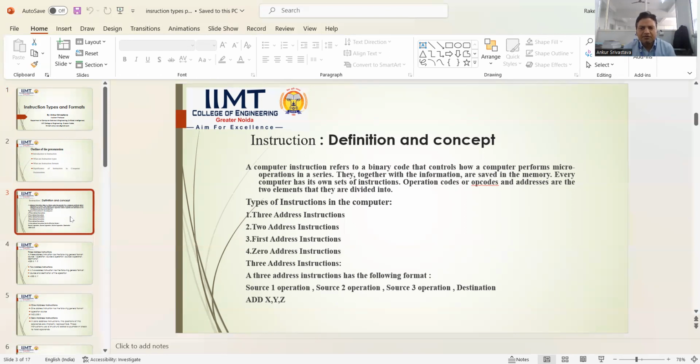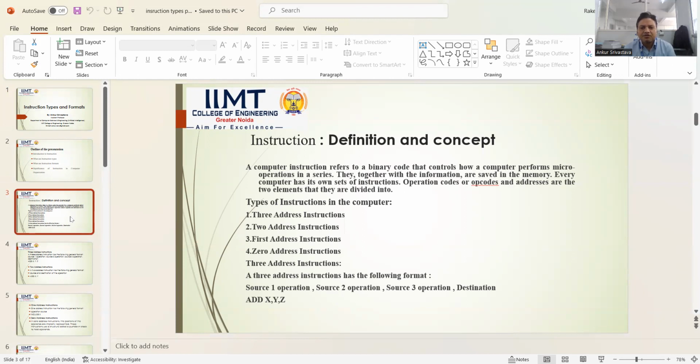To continue my presentation, a computer performs micro operations in a series, together with the information. Here, information means some set of rules or regulations. Some raw data is also saved in the memory. Every computer has its own set of instructions. Operation codes, or opcodes, and addresses are the two elements that they are divided into.